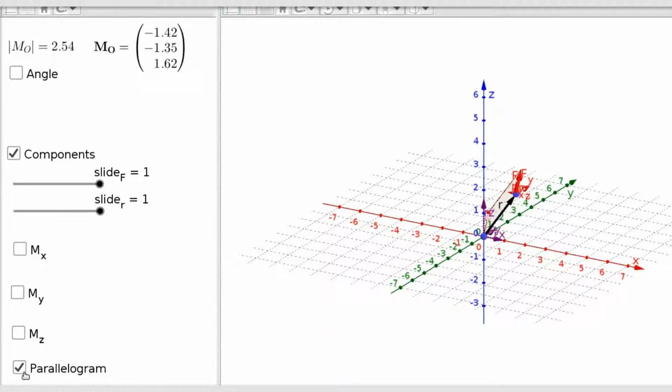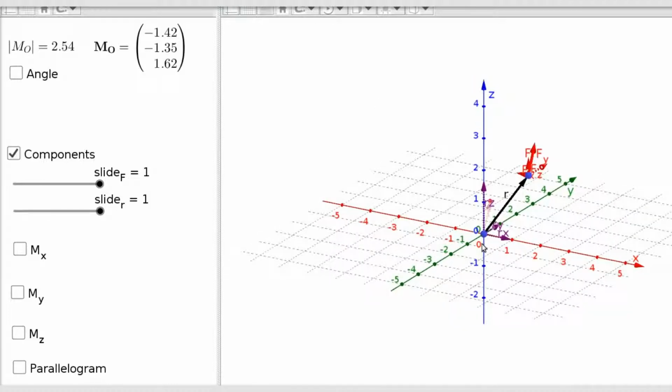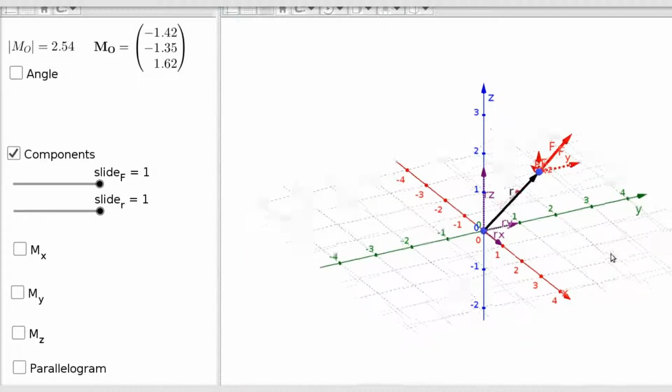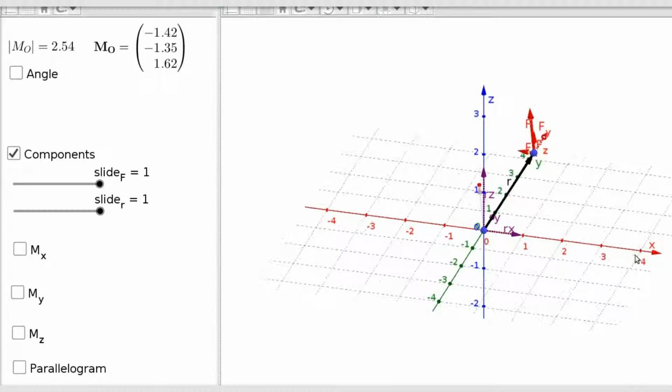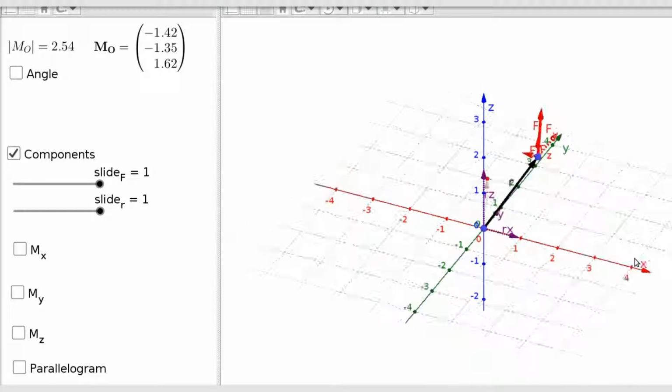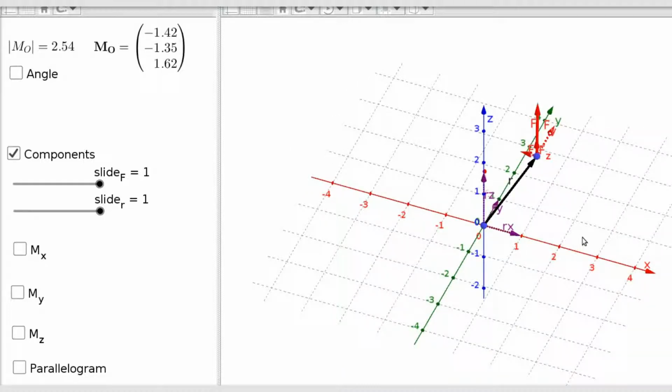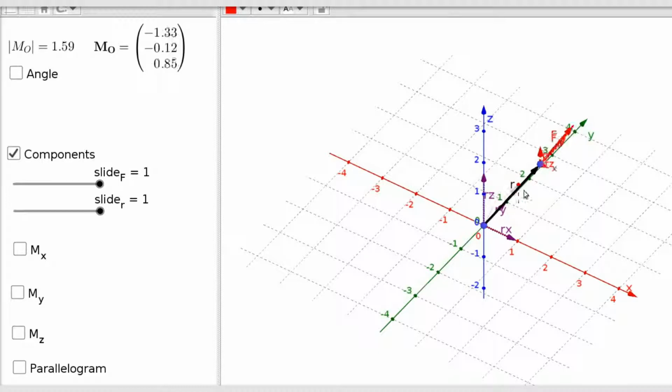So here we have the components of the vector. And we can see, in this case, our force is going in the negative x direction. I'd like to at least initially look at this as a force going in the positive directions. So the r vector has rz, ry, and rx, and the force vector fx, fy, and fz.